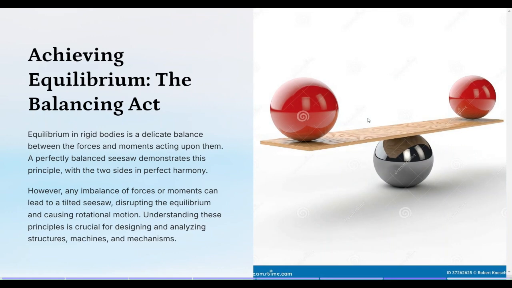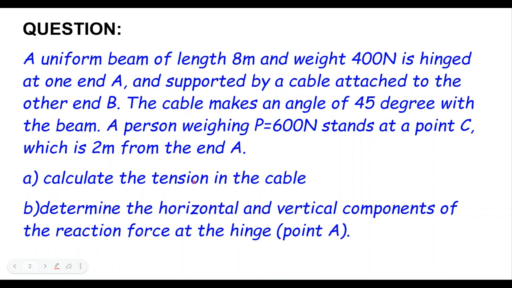Example: imagine a seesaw perfectly balanced. The forces from weights on either side cancel, and the torques about the pivot are equal. Now, let's see a problem based on this concept.